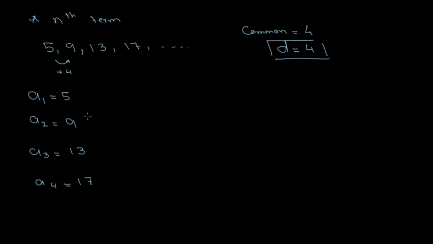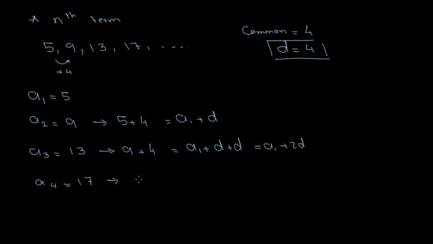Now we need to find the relation between them. A1 equals 5. The second term can be found by 5 plus 4, which is the first term plus D. We can find the third term by adding 9 plus 4, which is A1 plus D plus D. By simplifying, it is A1 plus 2D. To find the fourth term, 13 plus 4, which is A1 plus 2D, the third term, plus D. By simplifying, it is A1 plus 3D.